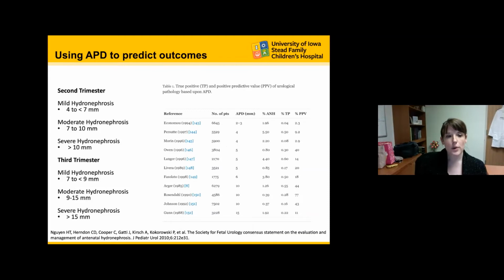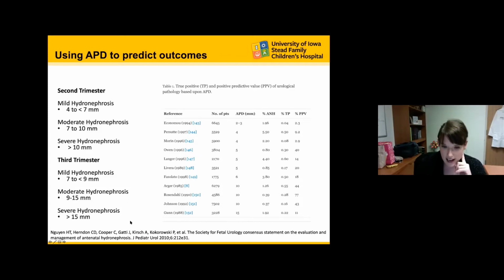Okay. So in general, traditionally, obstetricians prenatally have used the APD classification, for anterior-posterior diameter of the renal pelvis, to assess degree of hydronephrosis prenatally. And so if we look at the most used systems for this, these are the definitions of hydronephrosis in the second trimester and the definitions in the third trimester.